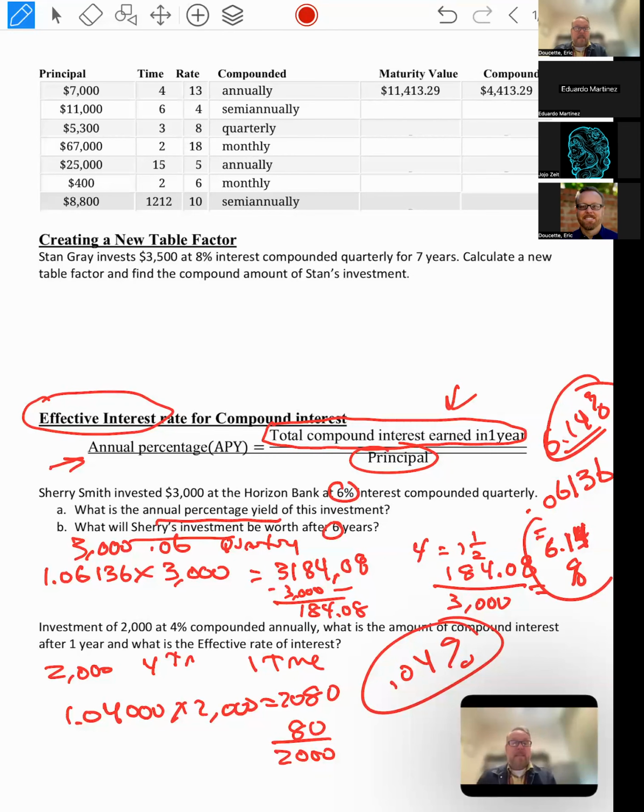All right, so I think that's it for compound interest. I'm going to make present value a separate video, but it's going to just be a follow-up to this one. So I'm going to keep going.